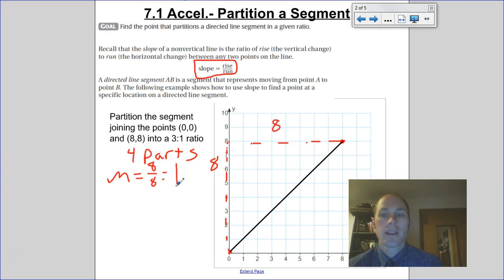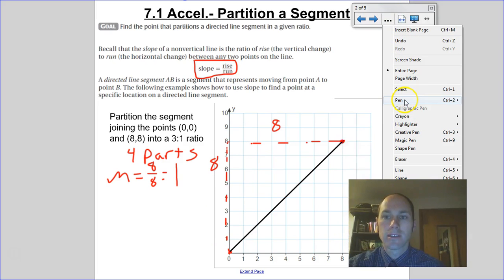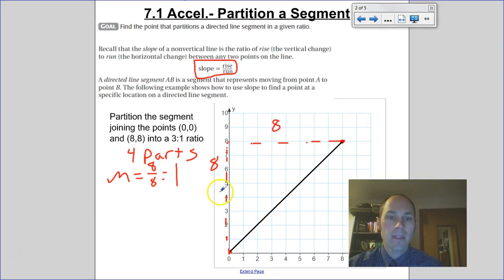Which means if we want to break it into 3-to-1 ratio, we need to break that into 4 equal parts. And looking at this one, it's easy to see that we have a vertical rise of 8, which if I were to break that into 4 equal parts, we could divide that by 4 to get 2. So the vertical change, 2, 4, 6, and 8. Same with the horizontal change, every 2, 4, 6, and 8.